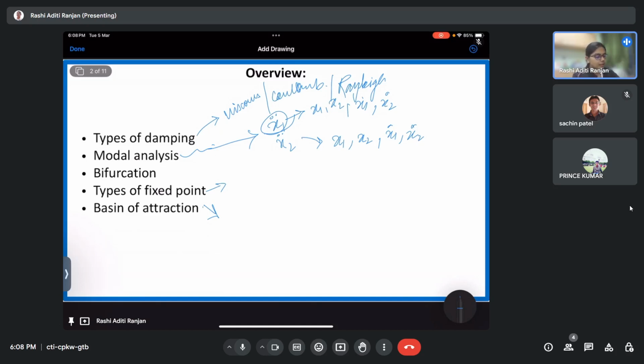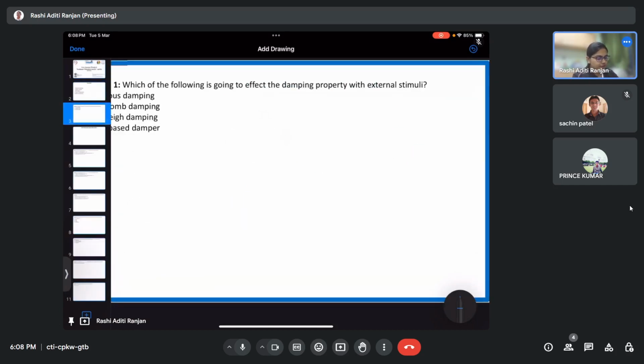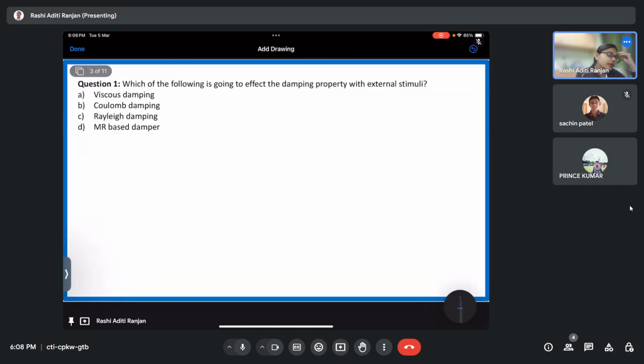Now I'll be taking up the questions. Coming to the first question: which of the following is going to affect the damping property with external stimuli? You have four options. There are various types of damping, as I have discussed.